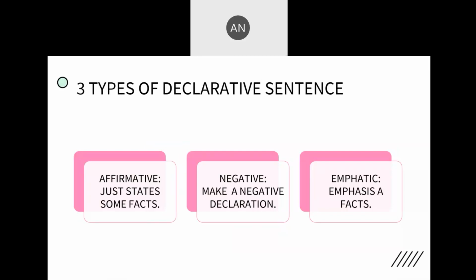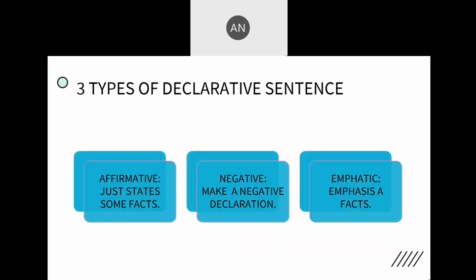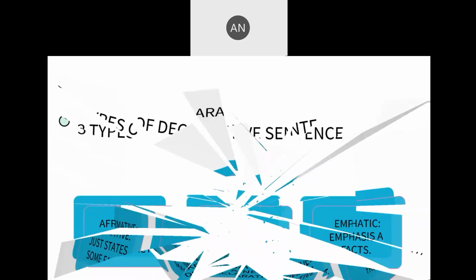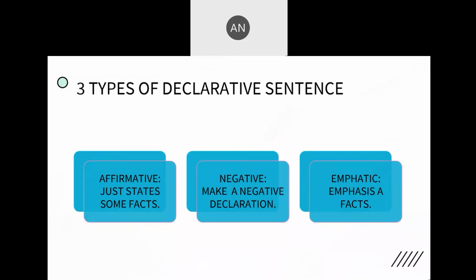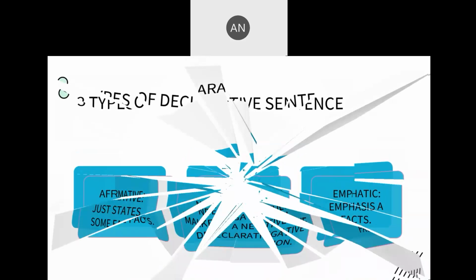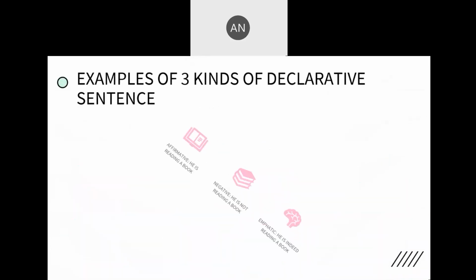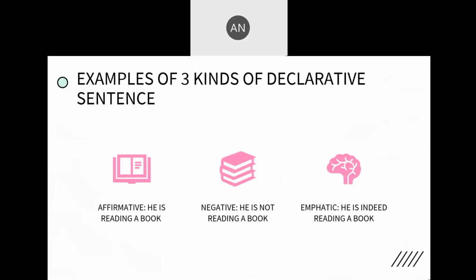So in affirmative, they just tell some facts. In negative, there will be not and there will be negative declaration. In an emphatic sentence, it will be emphasized on the facts. Examples are before you. He is reading a book. Negative is he is not reading a book. And emphatic sentence, he is indeed reading a book.